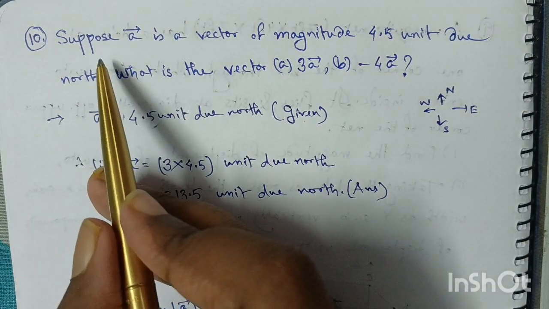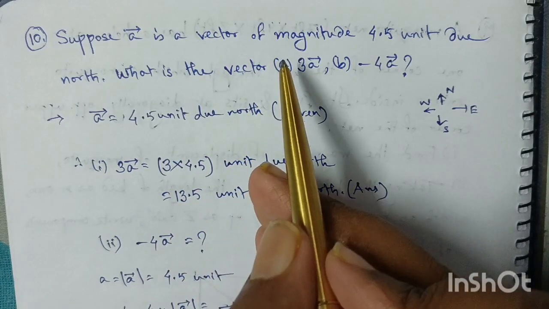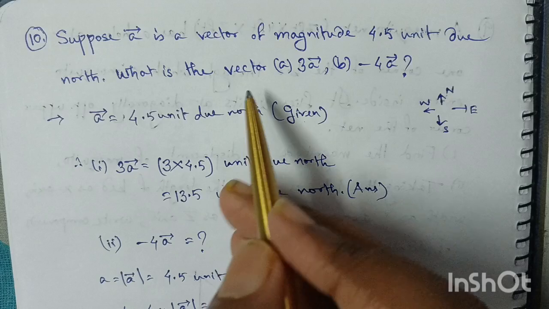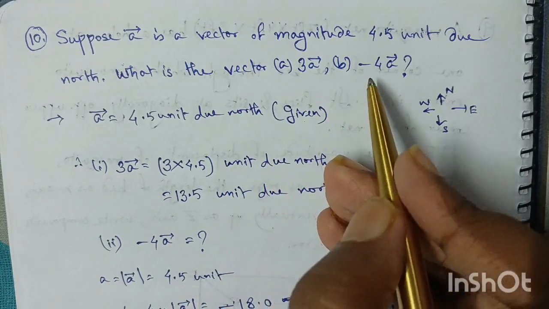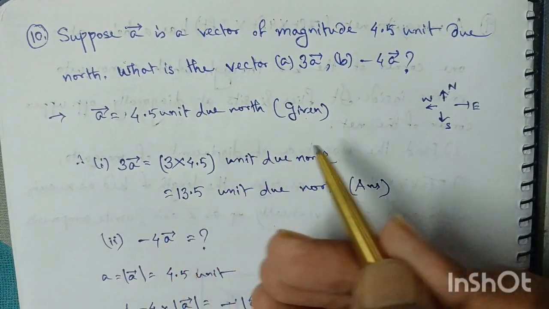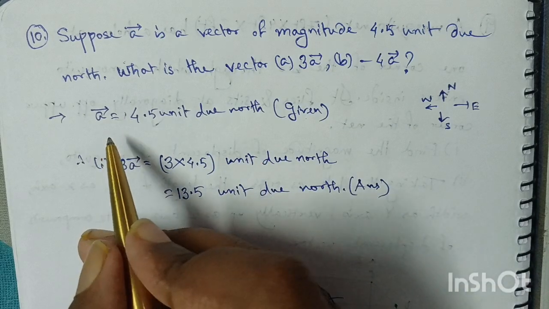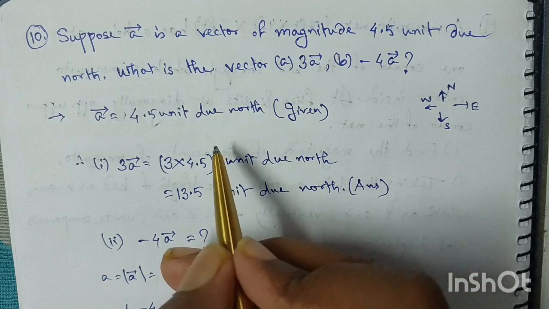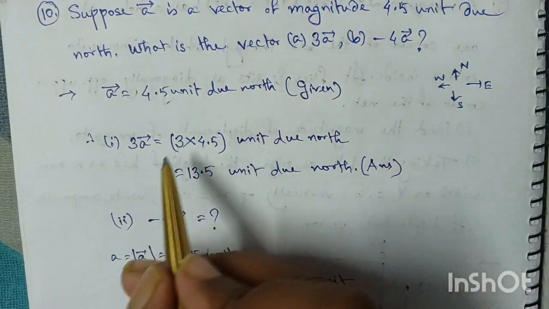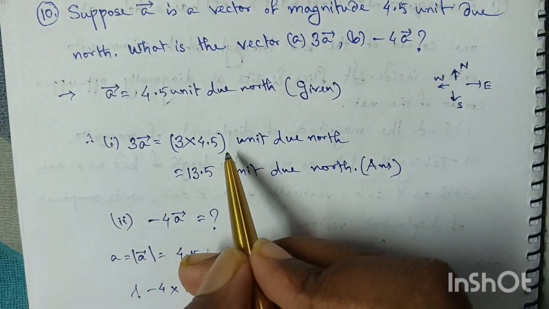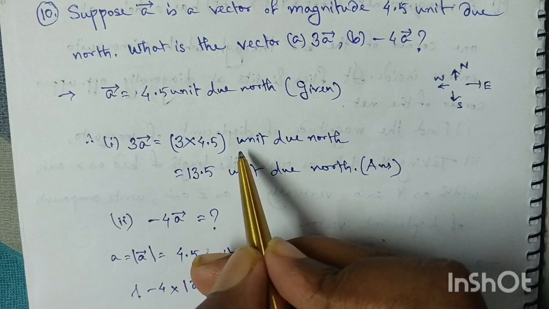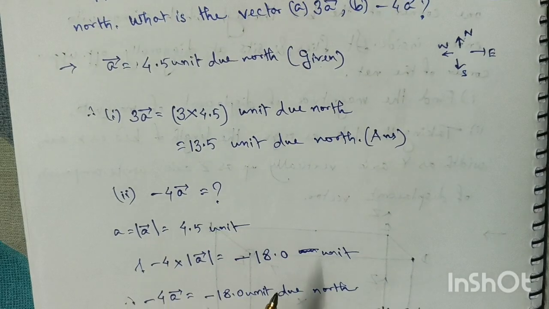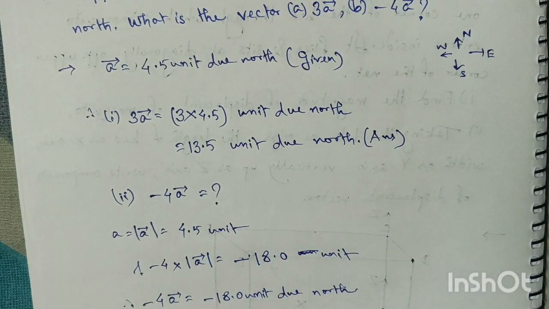Now come to question number 10. Suppose A is a vector with magnitude 4.5 unit due north. What is the vector 3A and minus 4A? Therefore, it is very easy, because given A is equal to 4.5 unit due north, therefore 3A is just multiply A by 3, and we get 3 into 4.5 unit due north, which is equal to 13.5 unit due north. This is the answer.